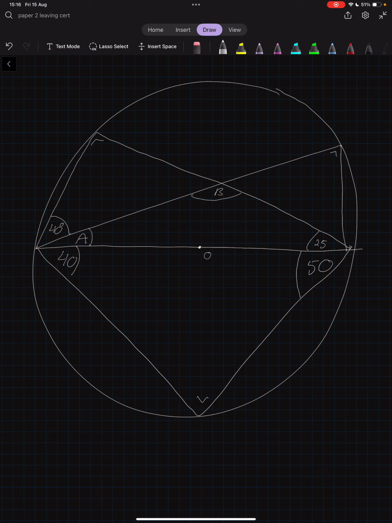50. Because if we look at the bottom triangle, this is 40, this is 90. So 180 minus 90 is 90. 90 minus 40 is 50. So we know that this has to be 50 degrees.